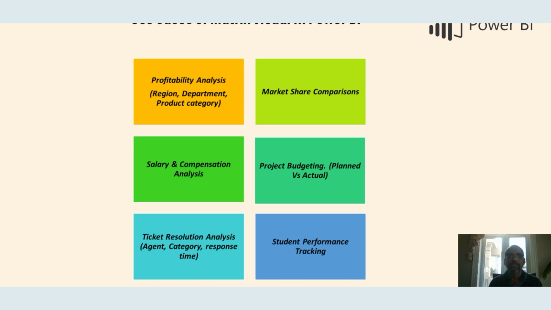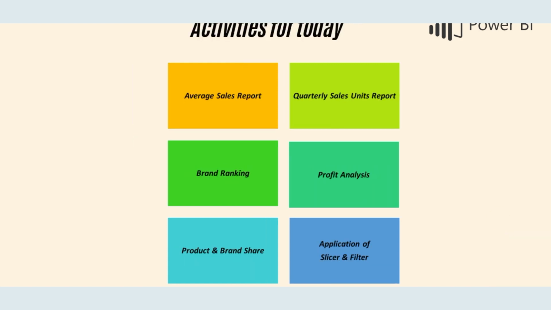So let's see how it can be done using Power BI matrix visual. I'm going to start with an average sales report. It's going to be very interesting, the reason being we are going to start with Excel. I'm going to show you how to do it in Excel. Then we are going to replicate that function in Power BI.